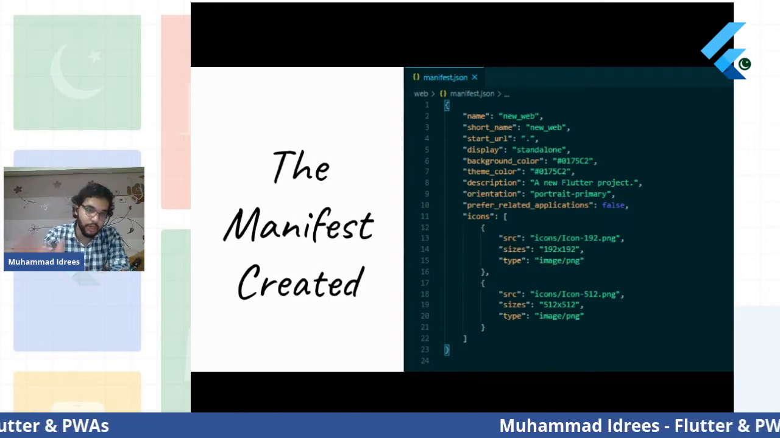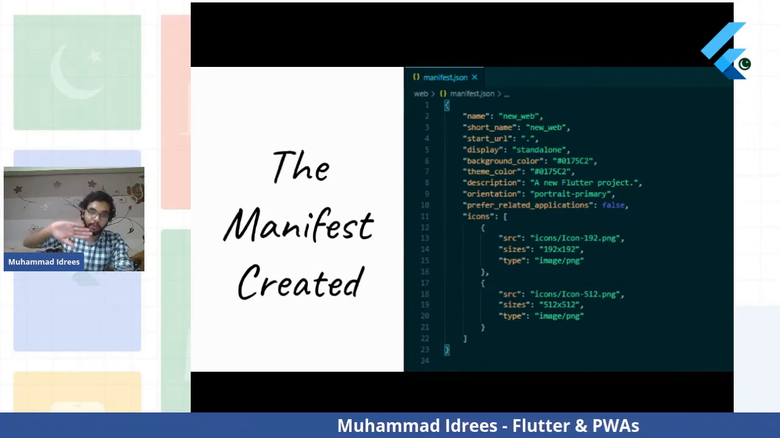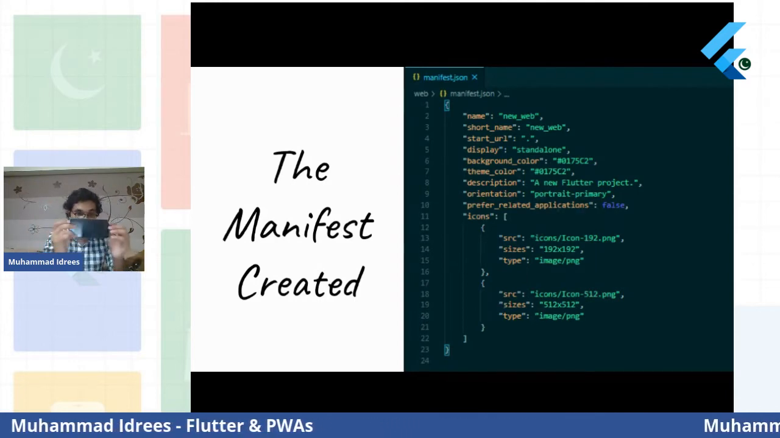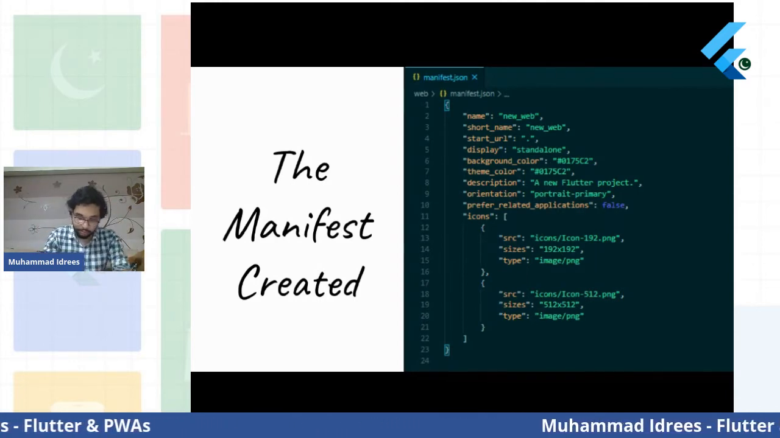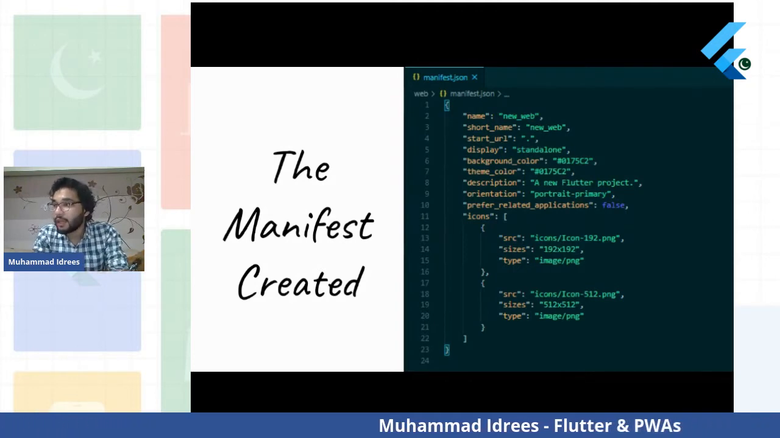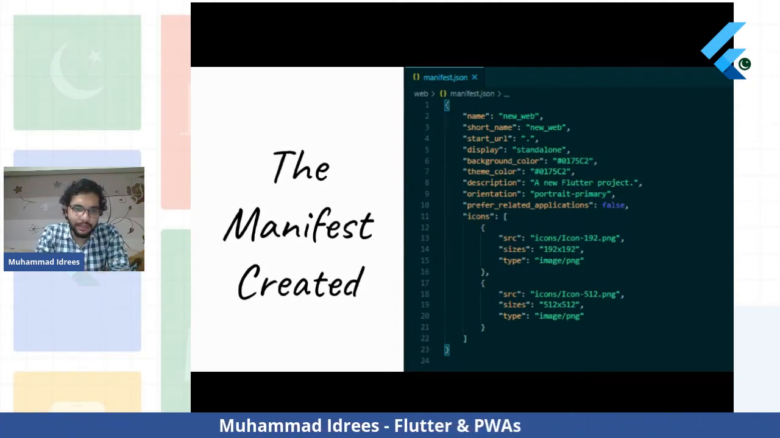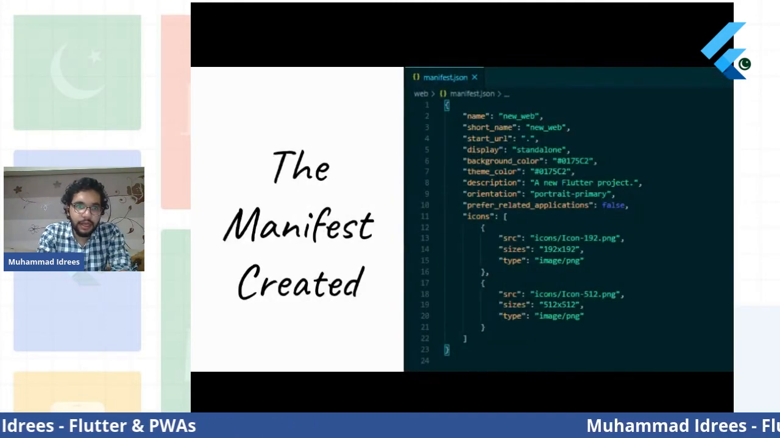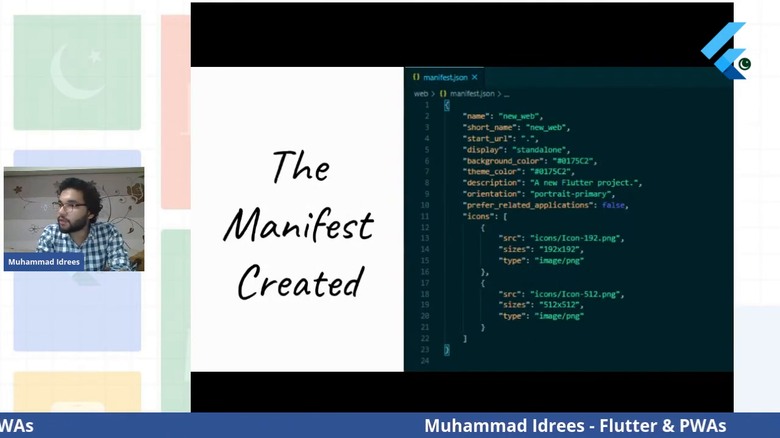So there's also a field called orientation. If you want to open it like this, maybe if you're creating a game, you want the user to view it like this rather than this. So that's something. And like I said, a couple of icons, which are Flutter icons. So that is how the manifest file is created.